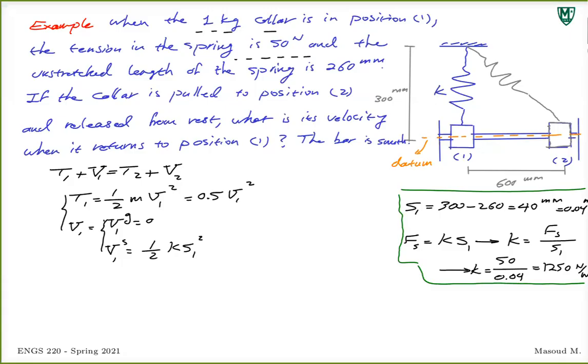Keep this as a side note: we had to calculate these from the information given in the problem statement. So now we can calculate the potential energy at position 1 because of how much the spring is stretched. That becomes 1/2 times 1,250 times S1, which is 0.04, squared.